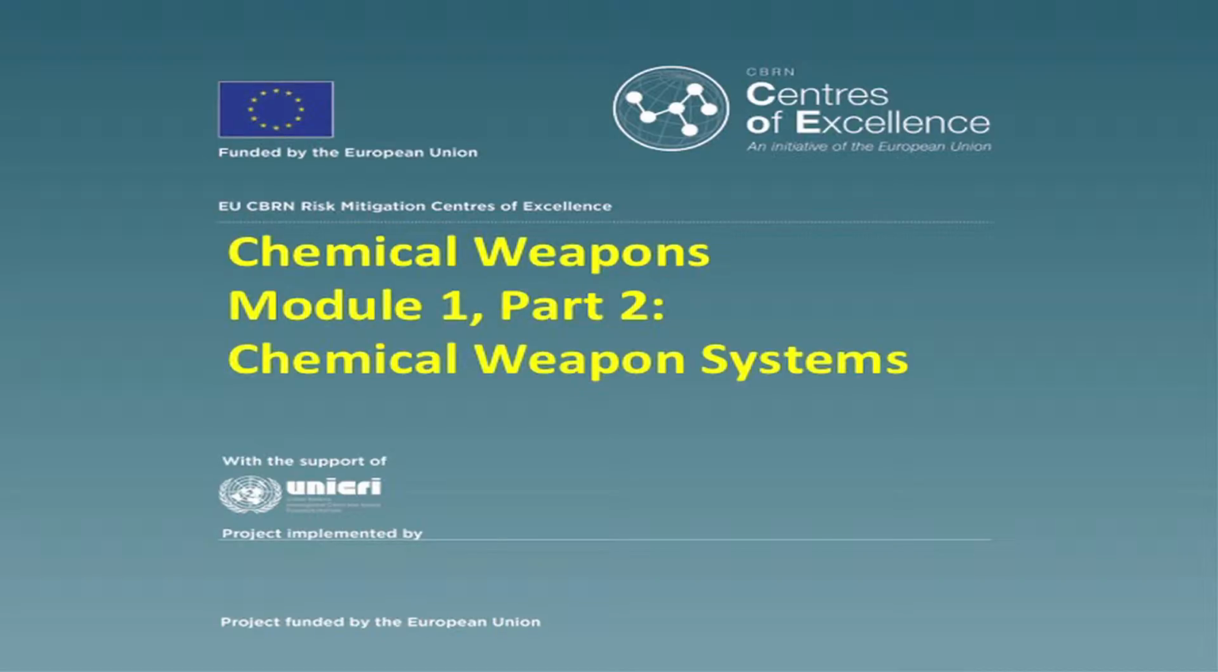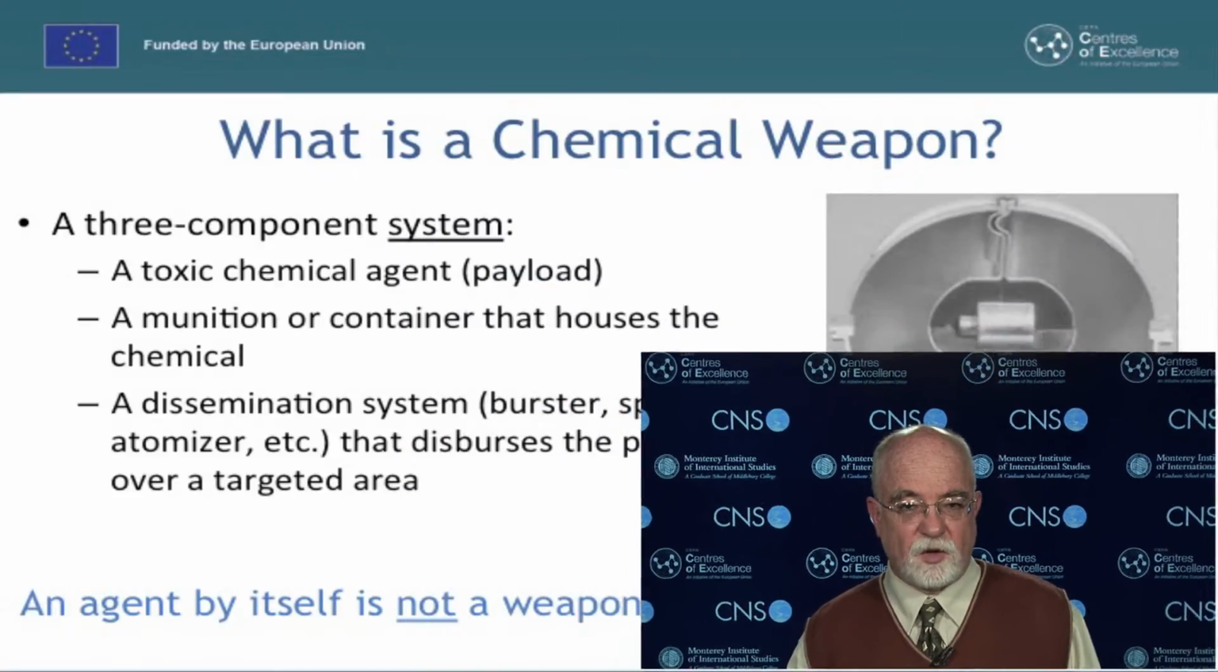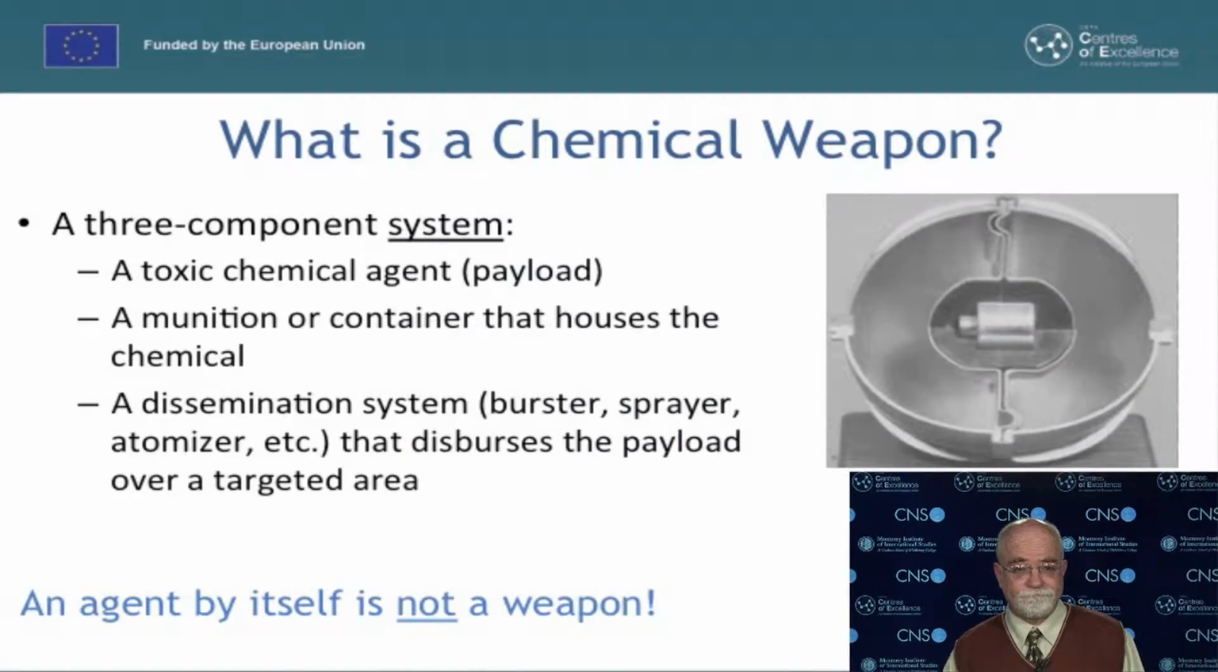Toxic chemicals have been used in chemical weapon systems. A chemical weapon is a system that is composed of three parts: a payload, or the toxic chemical agent that is to be delivered; a container, or a munition that houses the payload; and a dispersal system, designed to deliver the toxic chemical agent to a targeted human, animal, or plant population. It is important to remember that a chemical agent by itself is not a chemical weapon.